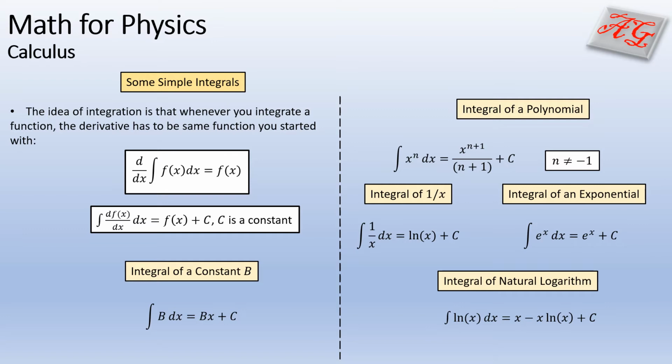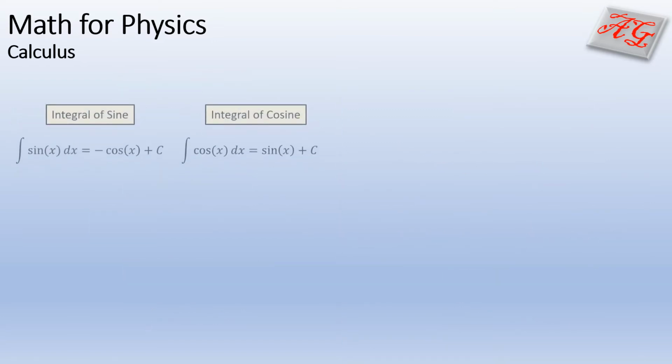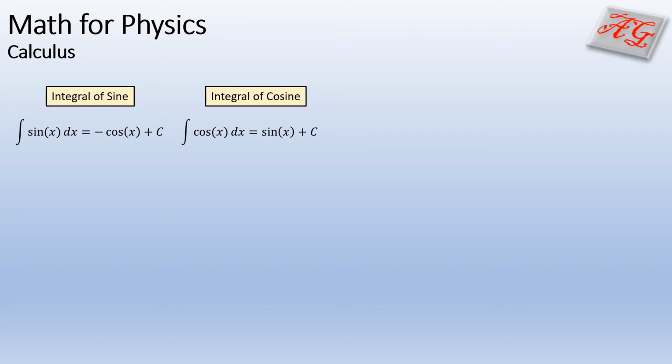The integral of the natural logarithm of x with respect to x is somewhat more difficult to evaluate and is given by x times the natural logarithm of x minus x, plus the integration constant. The integrals of trigonometric functions are also important, and the most simple and straightforward ones are the ones for the sine and cosine functions. The integral of sine of x with respect to x is given by negative cosine of x plus the integration constant. The integral of cosine of x with respect to x is given by sine of x plus the integration constant. All of the above are the integrals of the most commonly encountered elementary functions.